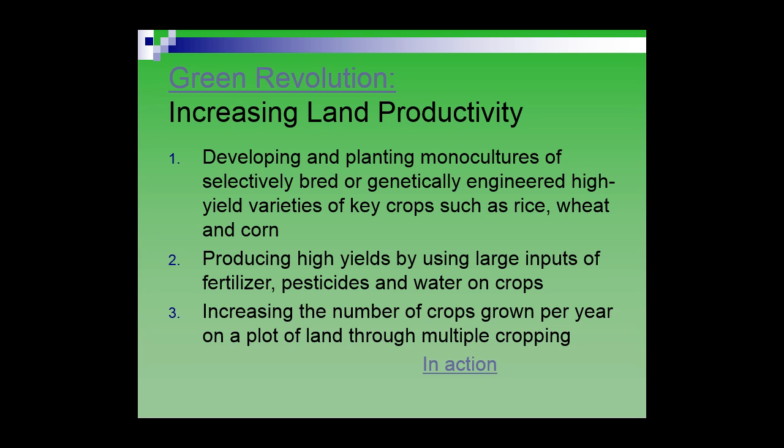So the Green Revolution is just the increase in the land productivity. How much food can we get from a single plot of land? And you have to have lots of input. Okay.